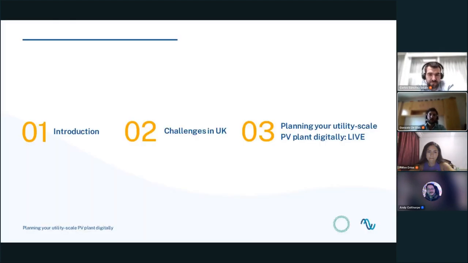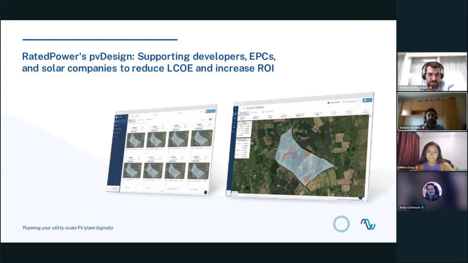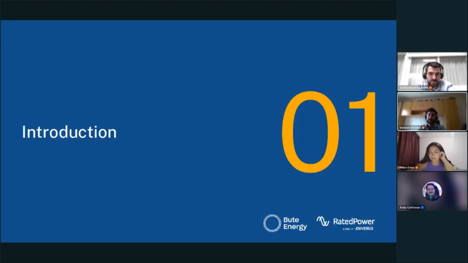So in a snapshot, at Rated Power, we want to accelerate the energy transition. For this, we have developed a cloud-based software, PV Design, which automates and optimizes PV plant design and engineering. This is across all stages. With PV Design, players in the utility scale ground mount solar market can make the design and engineering process shorter, simpler, and more automated. Not only that, but ultimately achieving better optimization and lowering power generation costs, as well as increasing profitability.